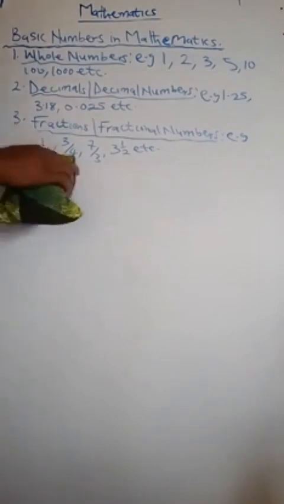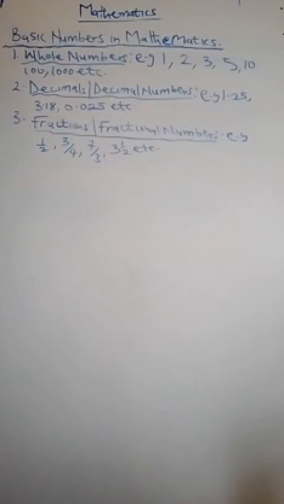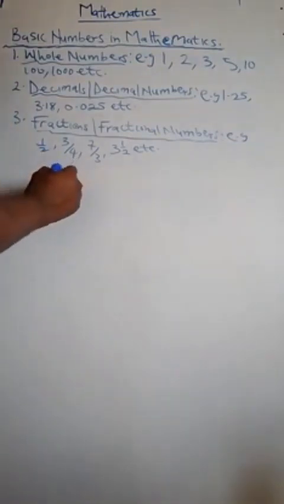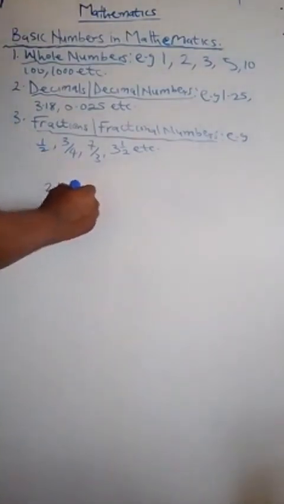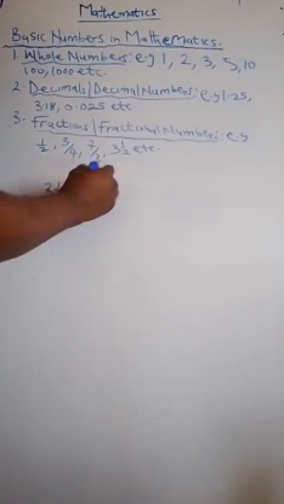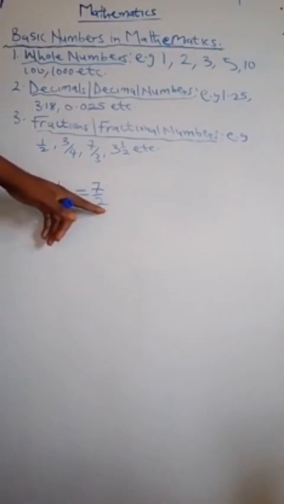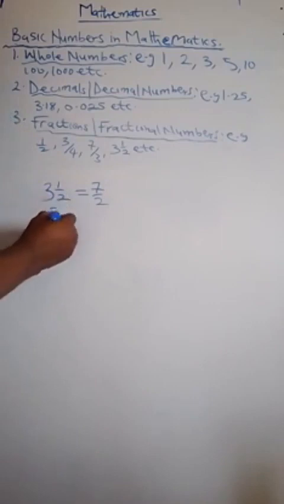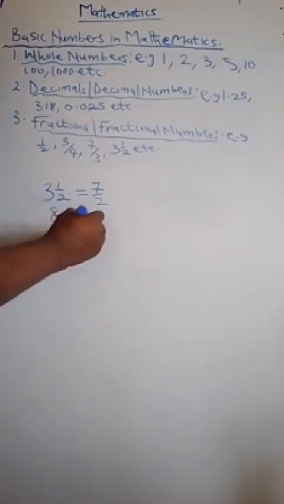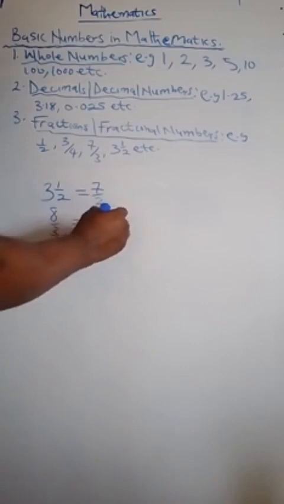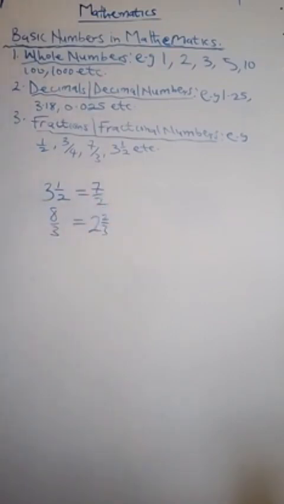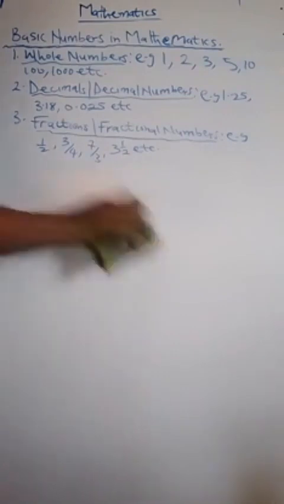Note, under fraction, a mixed number can be converted to an improper fraction. For example, if we have 3 whole number 1/2, it's the same thing as 3 times 2, 6, plus 1, 7/2. So this is from mixed fraction to an improper fraction. You can also convert from an improper fraction like 8/3 to a mixed fraction. This will be 2 whole number 2/3. So take note of this conversion. It is very, very important.